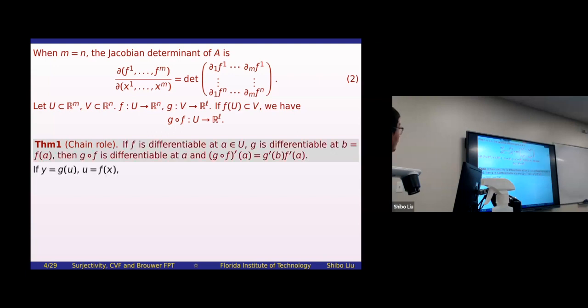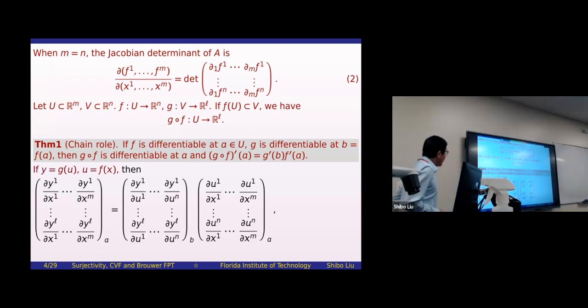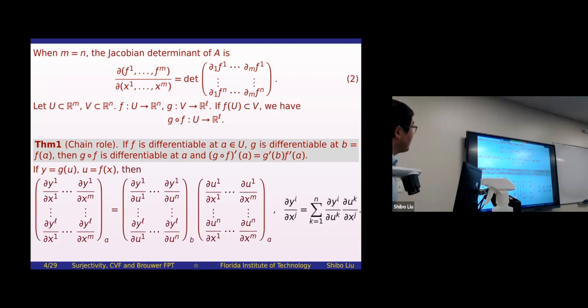Then if we write Y to be the dependent variable, U the intermediate variable, and X the independent variable, then this equality can be expressed using matrices. The Jacobian matrix of Y with respect to X is the product of the matrix of Y with respect to U, multiplying the Jacobian matrix of U with respect to X. In components, you have the equality there. This is all well known in multivariable calculus.